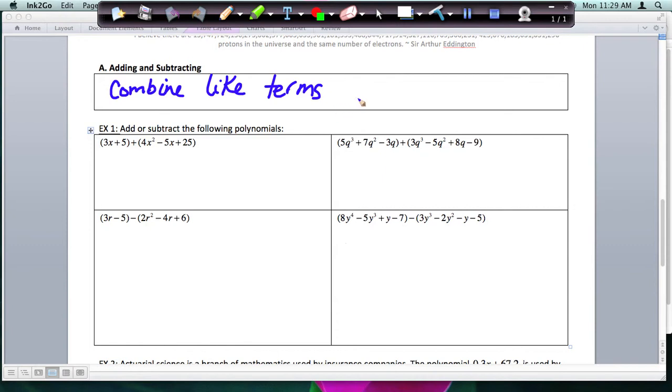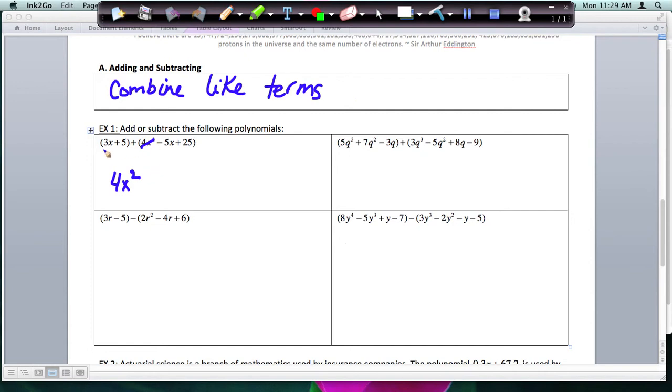Okay, so when I look at this first example, 3x plus 5 plus 4x squared minus 5x plus 25, addition's a little easier. I don't have to worry about distributing a negative sign. So all I'm doing is combining my terms, and I'm going to write it in descending order. So I'm going to start with the highest exponent, and that's this x squared. And there are no other terms with x squared, so I'm going to go ahead and just bring down that 4x squared.